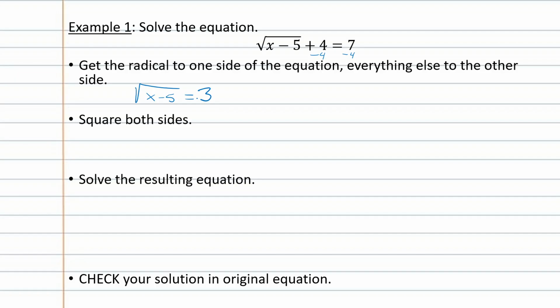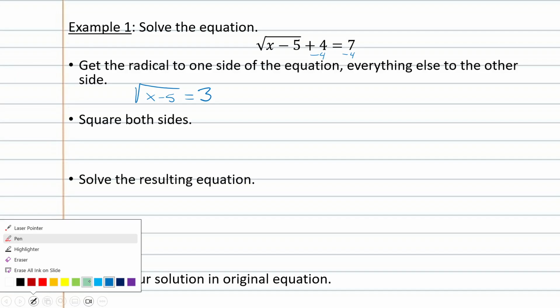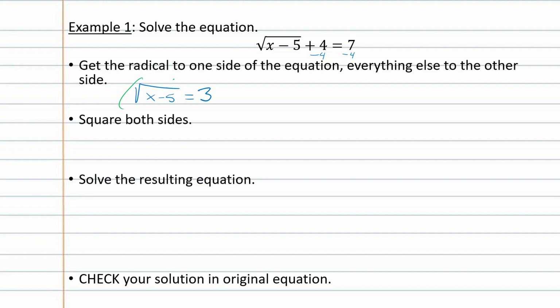Now, I'm going to square both sides of my equation. So it's going to be kind of like this. I'm going to square the square root of x minus 5, and I'm also going to square the 3. Now, if I square the square root, that essentially just cancels itself out. So I'm just left with x minus 5 on the left-hand side, and then 3 squared on the right-hand side turns into a 9.